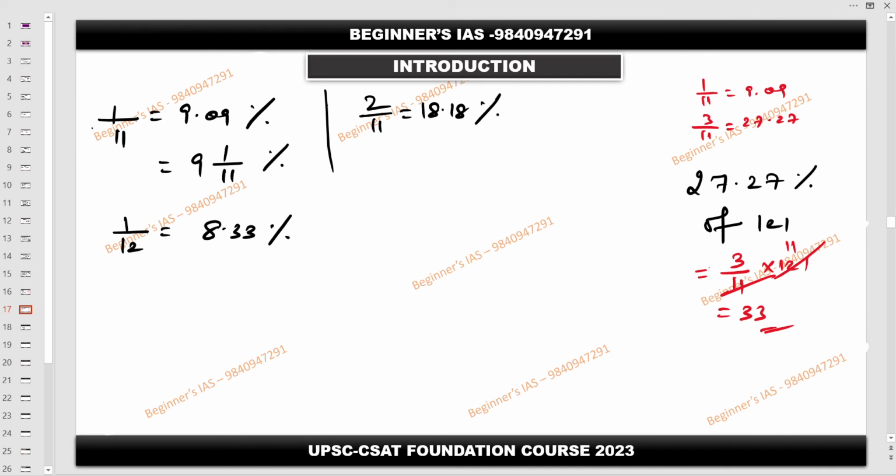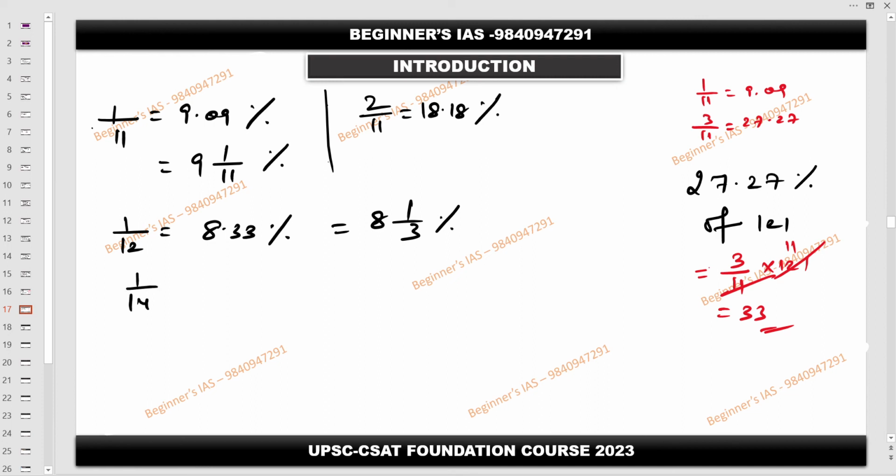To solve profit and loss concepts, this will help you. In banking related questions, the rate percentage they will give you is 8.33, for simple interest or else compound interest. That concept also, this percentage will help you. So please remember these things. In the place of 8.33, you can simply replace 1 by 12. So at least one value you need to remember: 8.33 can be written as 1 by 12 percentage.